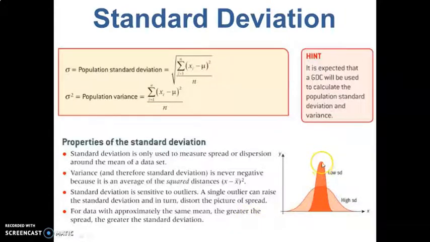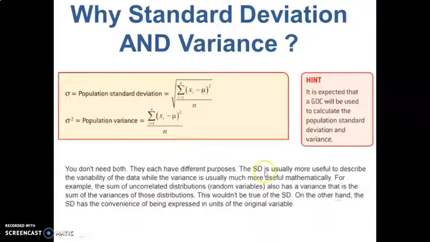And for data with approximately the same mean, the greater the spread, the greater the standard deviation. So we can see here, these two data sets have the same mean, but one is more spread out, one is less spread out. Therefore, low standard deviation, high standard deviation. Okay. Question, why do we have standard deviation and variance?